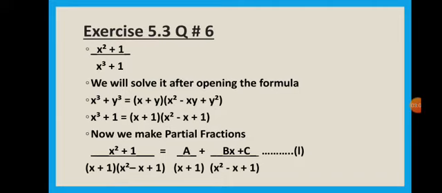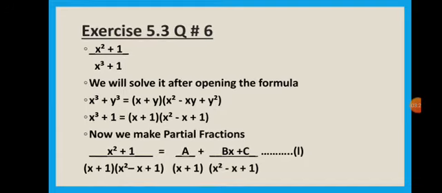So the linear factor will give us a partial fraction as A over x plus 1, and the quadratic factor will be written as Bx plus C over x square minus x plus 1. So in this way we can make the partial fractions of a linear and a quadratic factor.